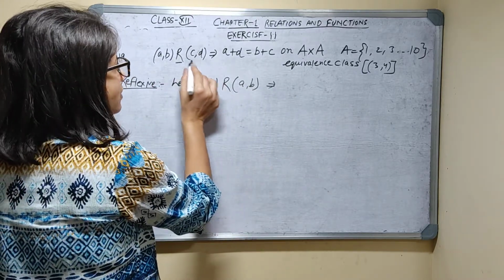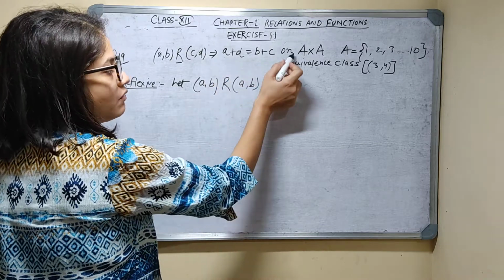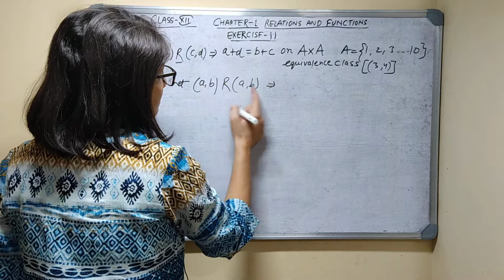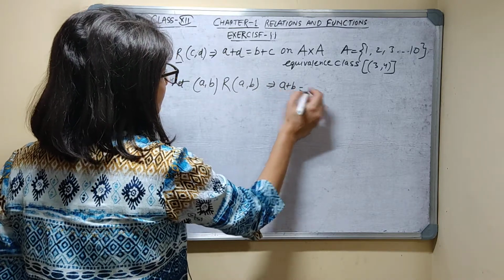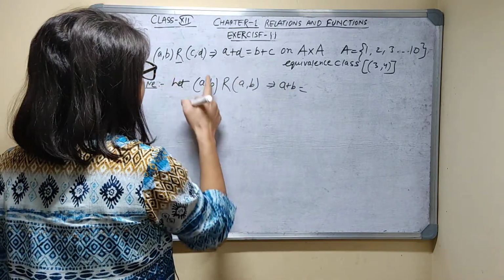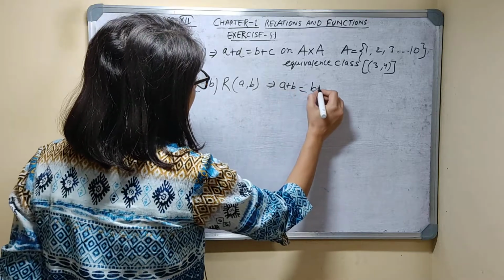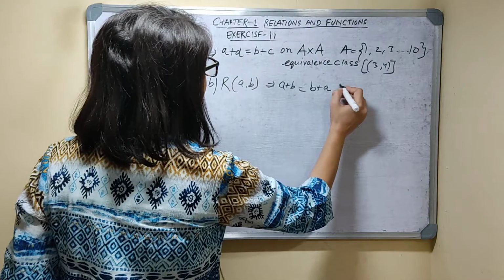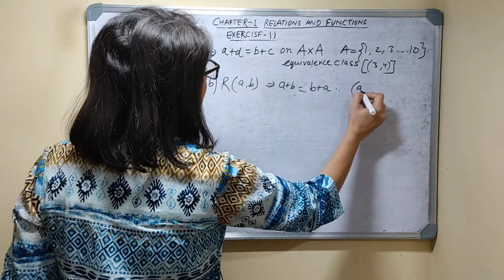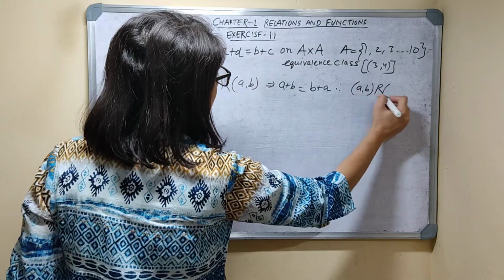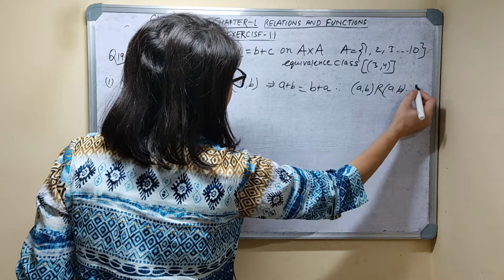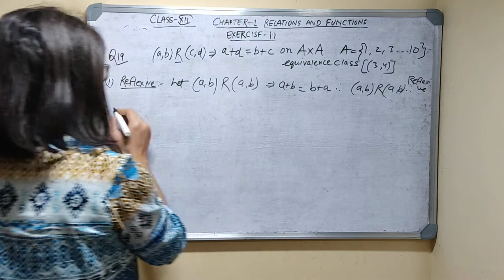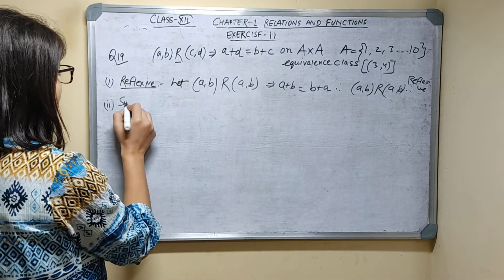If (a, b) is related to (c, d), what do we write? a plus d is equal to b plus c. So here I will write a plus b is equal to b plus a, and you know a plus b is equal to b plus a. So I can say the relation is reflexive, (a, b) is related to (a, b). This relation is reflexive.